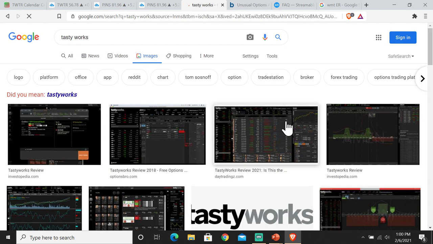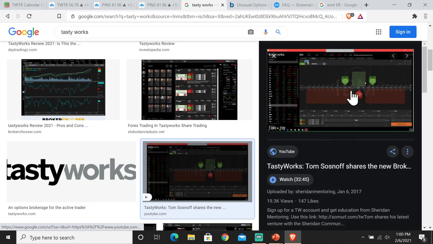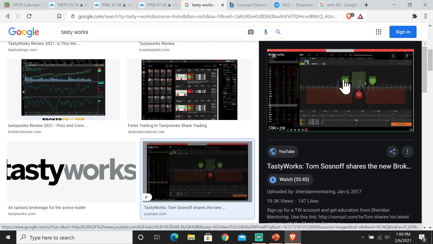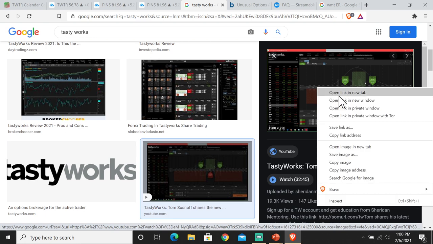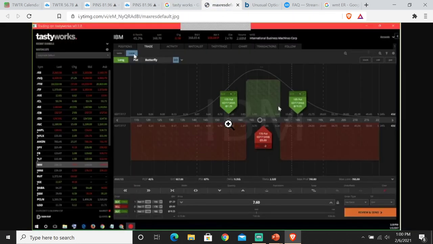I don't know if I can find some images, but this is what it looks like. For example, it's kind of hard to see. I should probably open up the image, right? So you can open up a spread or a butterfly in this case, and it tells you your max profit, your max loss, where you are green, where you are red. It tells you the IV percent, things like that. But I like Tastyworks.